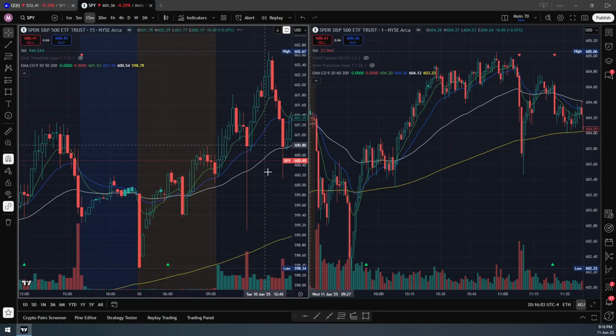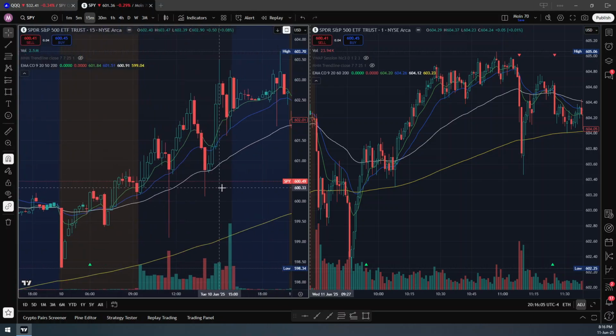Let's go to the 15. Let's try to find another one. You have a nice one to the downside. There's a small one here. Okay, you could play that. Or there's a nicer one, which is the bigger one right here. Much easier to explain. Right here.